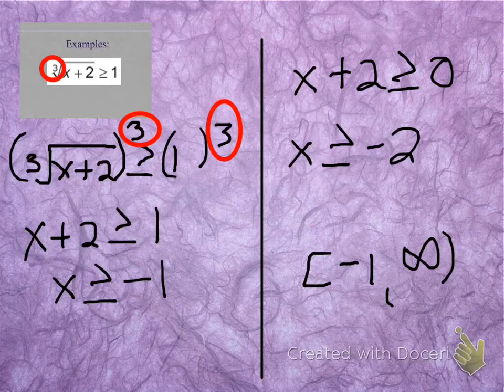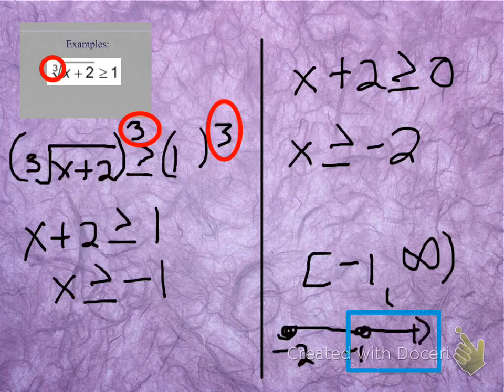Now here the same logic applies. If it's going to be greater than or equal to -1, it has to be by default greater than or equal to -2. Therefore, the answers can be either -1 or anything above -1.